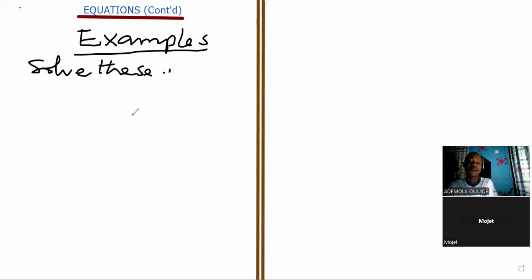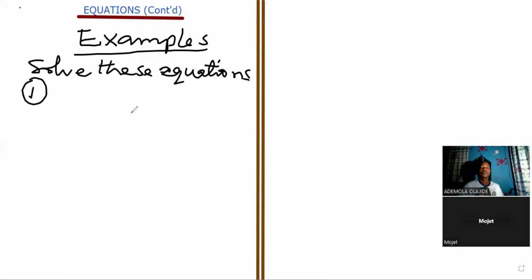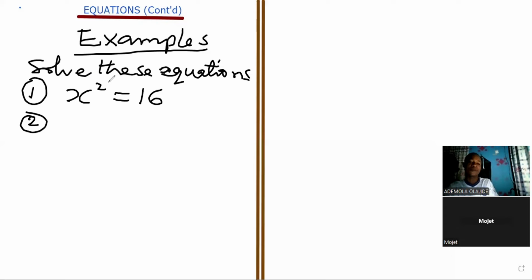Solve these equations. Number 1. So the first equation we are solving is, if you have x squared equal to 16, then 2. Cube root of y equals to 3.